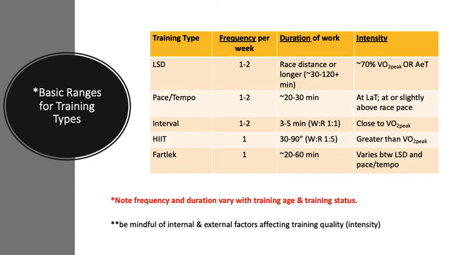For HIIT, its frequency is 1 time per week, give or take, with 30 to 90 seconds of a HIIT, and then the work to rest ratio is 1 to 5. And this is greater than your VO2 peak. And then speed play or fartlek is 1 time per week, approximately 20 to 60 minutes or longer, depending on the sport. And this is where it's variable speed play. So you vary between long, slow distance and pace or tempo based work.